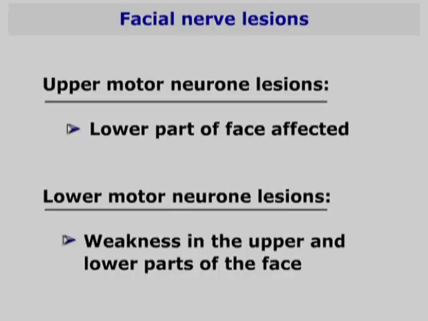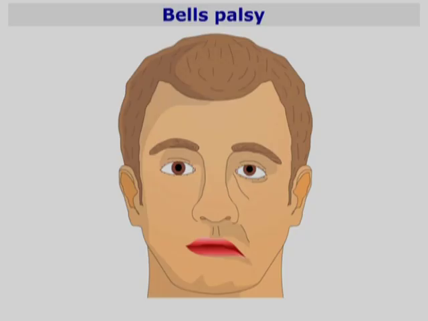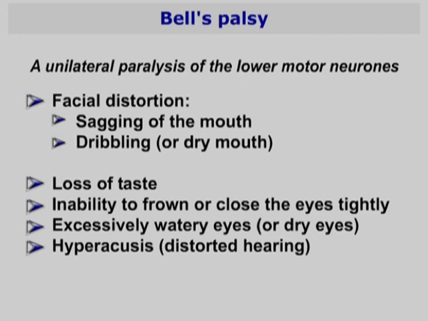With upper motor neuron lesion, only the lower part of the face is affected, whereas in lower motor neuron lesions, there will be weakness in the upper and lower parts of the face. Bell's palsy is a unilateral paralysis of the lower motor neurons. There will be facial distortions such as sagging of the mouth and dribbling.